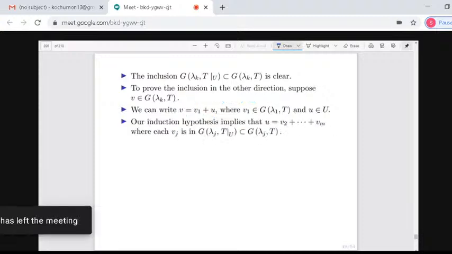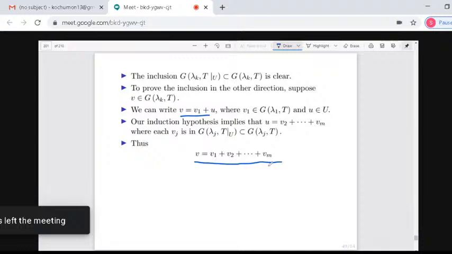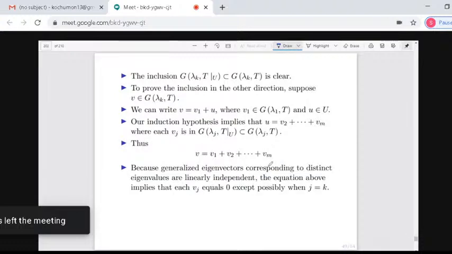Now, our induction hypothesis says that capital U is a direct sum of the eigenspaces. Because of that, I can write u as a sum of generalized eigenvectors, non-zero generalized eigenvectors of T restricted to U. Now, therefore, we get from this equation that v is nothing but v1 plus v2 plus etc. plus vm. Now, because generalized eigenvectors corresponding to distinct eigenvalues are linearly independent, these are all generalized eigenvectors corresponding to distinct eigenvalues.